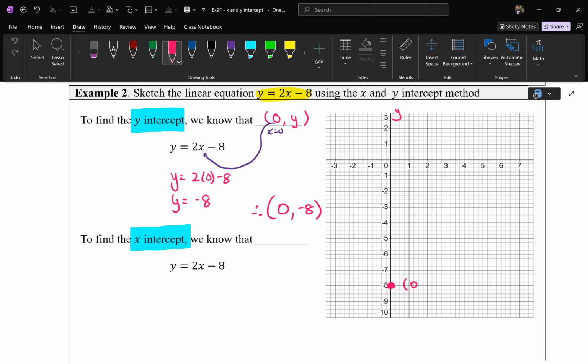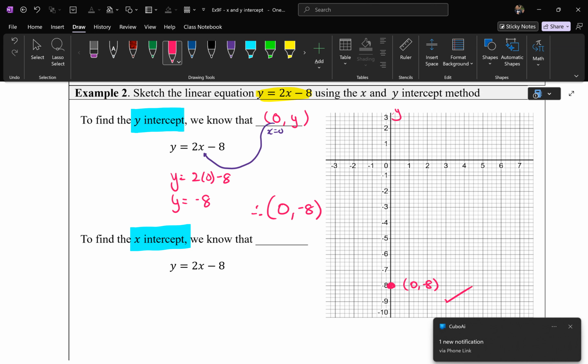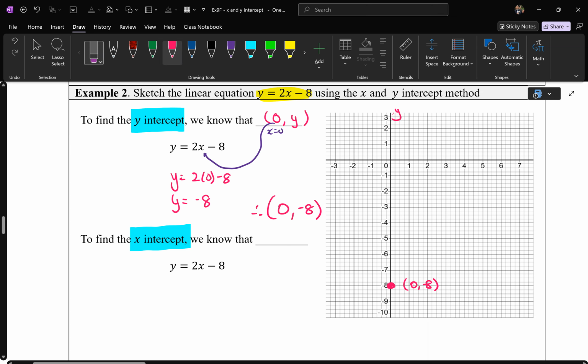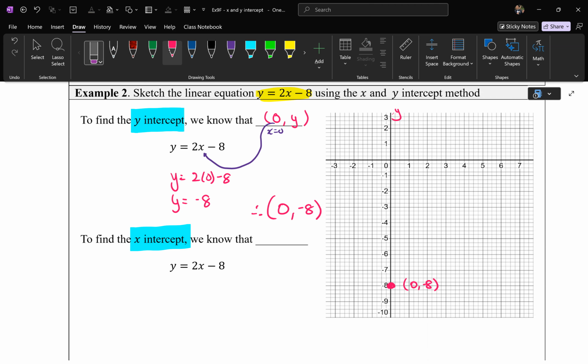Here it is. That's 0, negative 8. You got 1 point. You only need one more to sketch a straight line. So where are you going to get that from? Finding the x-intercept. Now, x-axis intercept just means a coordinate on this line here.